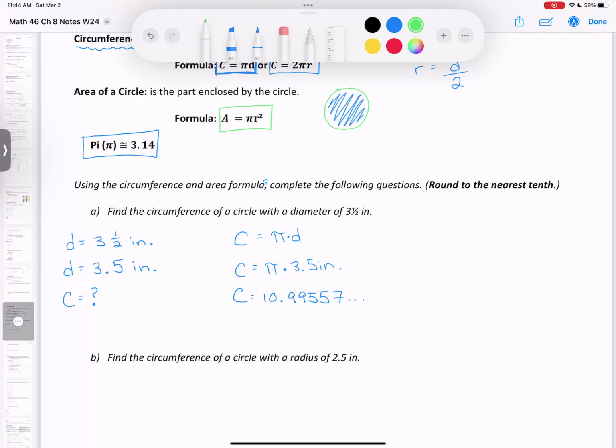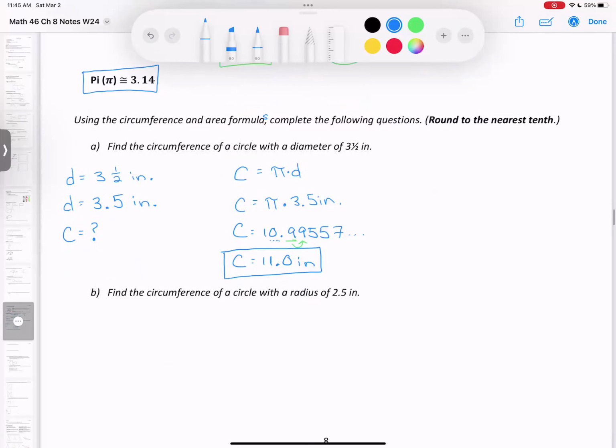We're trying to round to the nearest 10th, which means we're going to look at the place value to the right of the 10th. That says to go up. We're already at 9, so we have to think about our ones position and round up our ones position. So we get 11.0, and this is in inches.